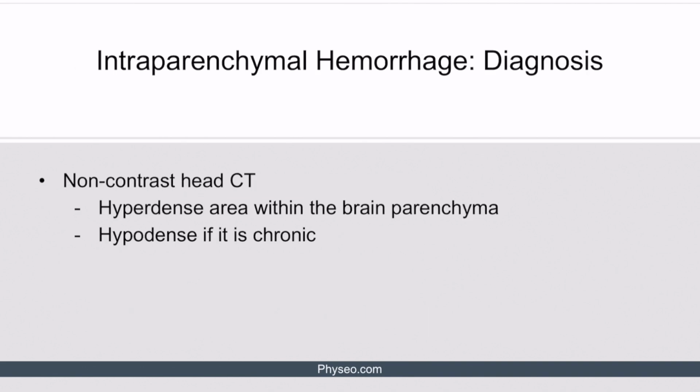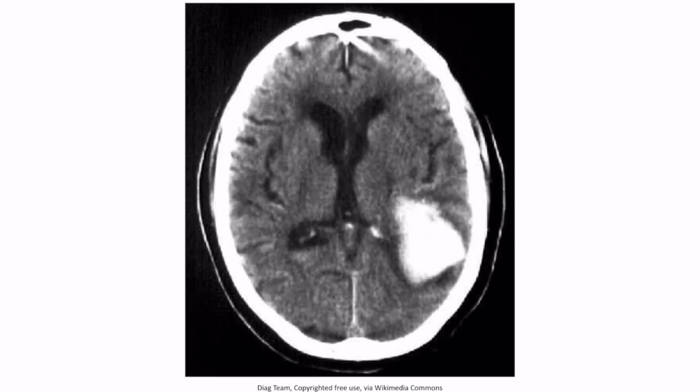An intraparenchymal hemorrhage is diagnosed with non-contrast head CT. The bleeding will show up as a hyperdense area within the brain parenchyma. If the bleeding is chronic, it can appear hypodense rather than hyperdense. This is a CT of an intracerebral hemorrhage affecting one of the cerebral hemispheres. Note that the hemorrhage is unilateral and it is within the parenchyma of the brain.